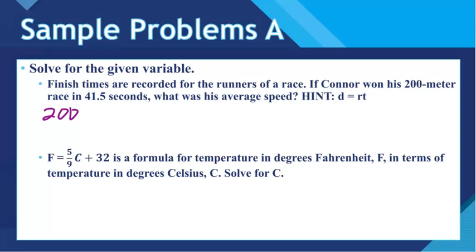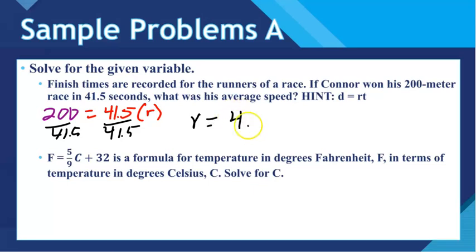And then they gave us the time, which is 41.5 seconds. We need to find the rate. How fast was he going? So the opposite of multiplying by 41.5 is dividing by 41.5. And the rate's going to equal, on the calculator, 200 divided by 41.5. And here we're going to round it off to the nearest tenth. So that'd be about 4.8 meters per second.